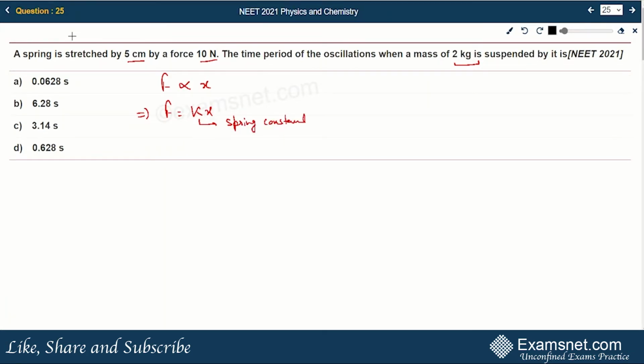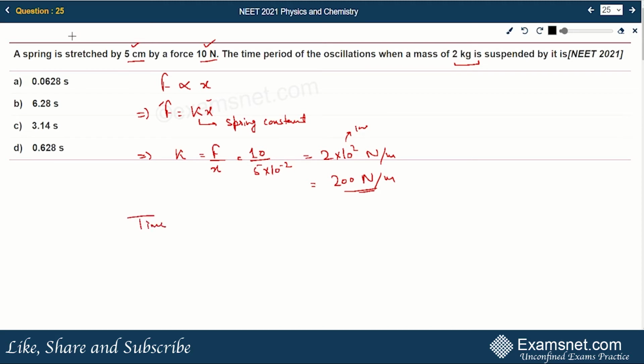Now here we know the value of force and displacement both. We have to find out the value of spring constant first. So spring constant will be equal to force divided by displacement. Force is given as 10 Newton, right? So we'll write 10 here, and the displacement is given as 5 centimeter, so we can write 5 into 10 to the power minus 2 meter. So we'll get here 2 into 10 to the power 2 Newton per meter as the spring constant. 10 to the power 2 means what? 100, right? So 2 into 100 will be 200 Newton per meter. So this is our spring constant.